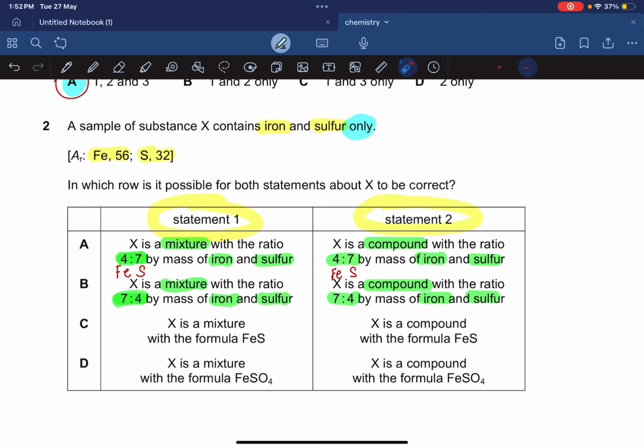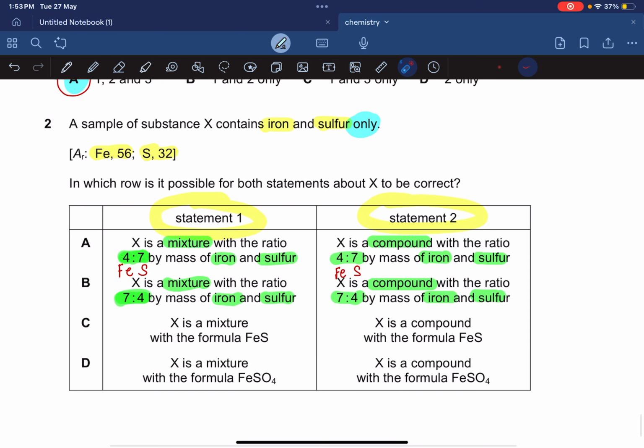Okay, don't be intimidated or confused by the statements. Simply, they flipped the ratios. That's all they've done. It was 4 iron, 7 sulfur. Over here it's 7 iron and 4 sulfur. So 7 is the ratio of iron and 4 is the ratio of sulfur. Again, they've told us that over here X is a mixture, over here X is a compound.